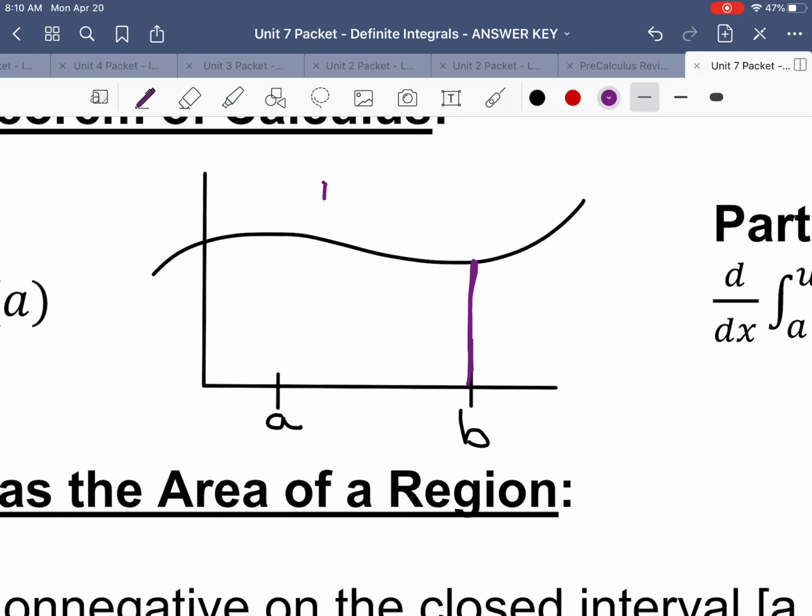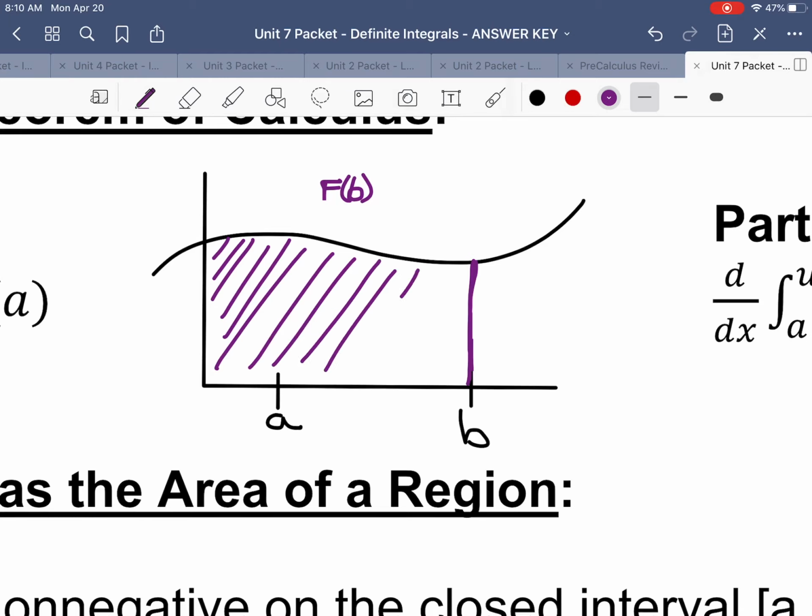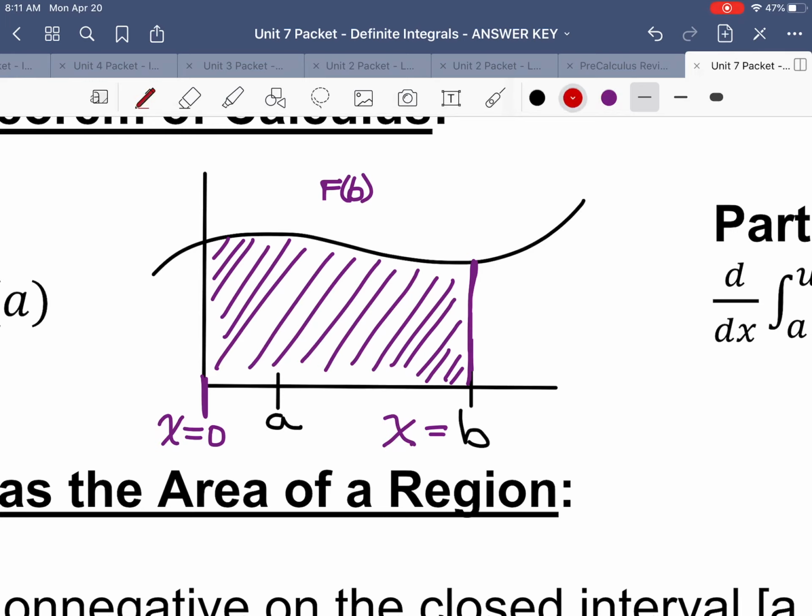F of b is going to be all of this area. Right, so bounded between the function and the x-axis, and also between the line x equals b and x equals 0. All right, so it's bounded in 2 dimensions.